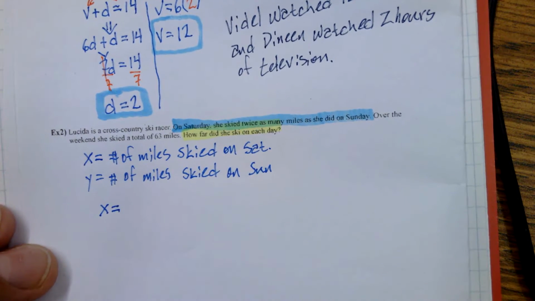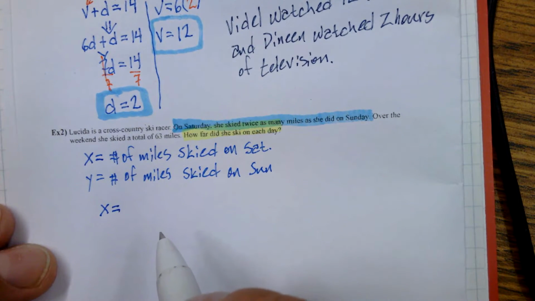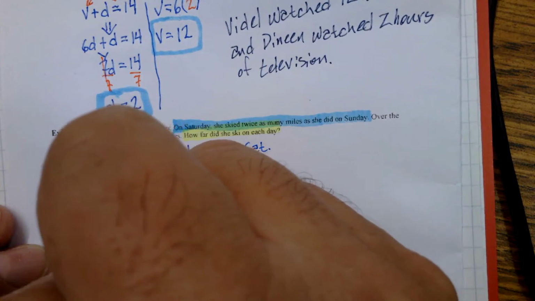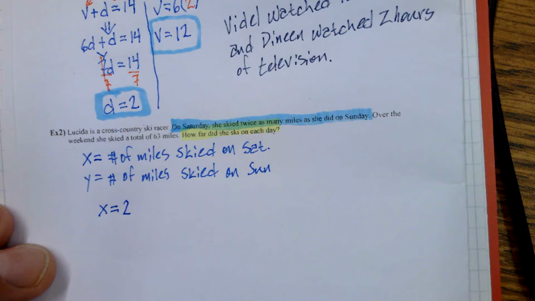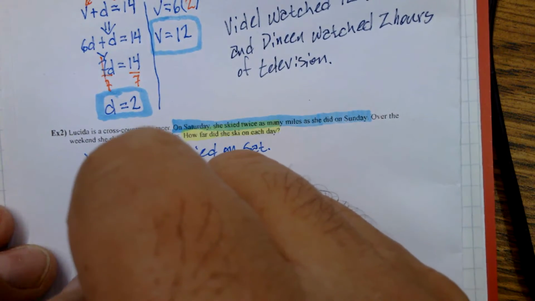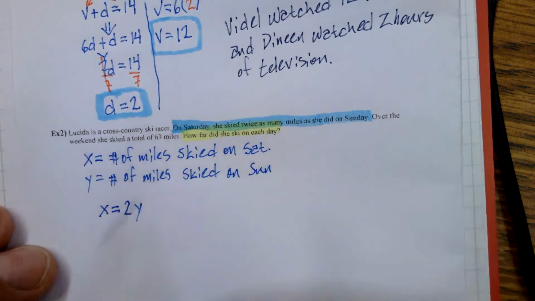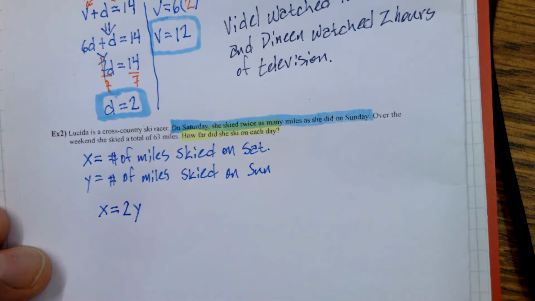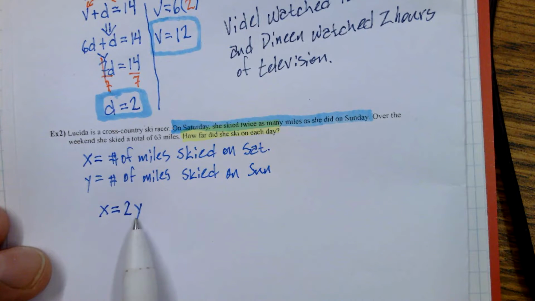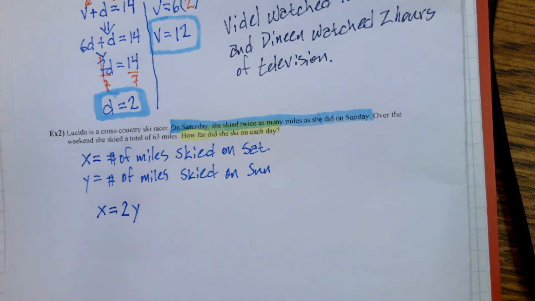Saturday equals twice as many. Well, we need a 2 because it's twice as many. Twice as many is what? 2 times what? 2 times Y, because that's Sunday. So Saturday equals 2 times Y. X equals 2Y. Okay?